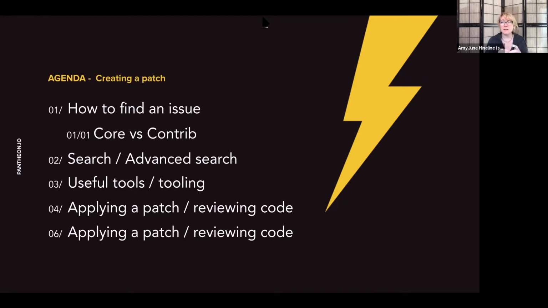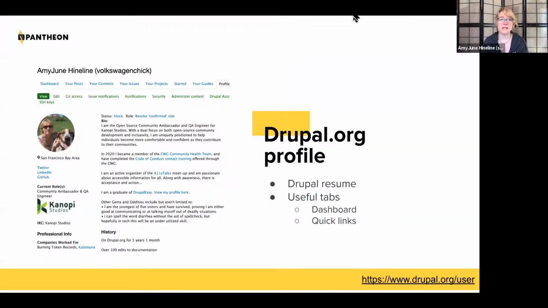in the Drupal issue queue and some advanced search. We're going to talk a little bit about tooling because it's important to know what you might need on your machine to create a patch. Oh, this slide is not up to date. This is the slide from yesterday. But instead of applying a patch and reviewing code, what we're going to be doing is creating a patch and loading it back up to the issue queue. So that's sort of the agenda for today.